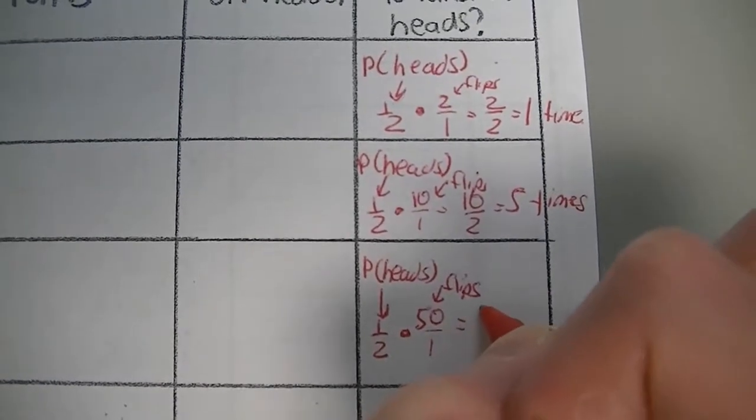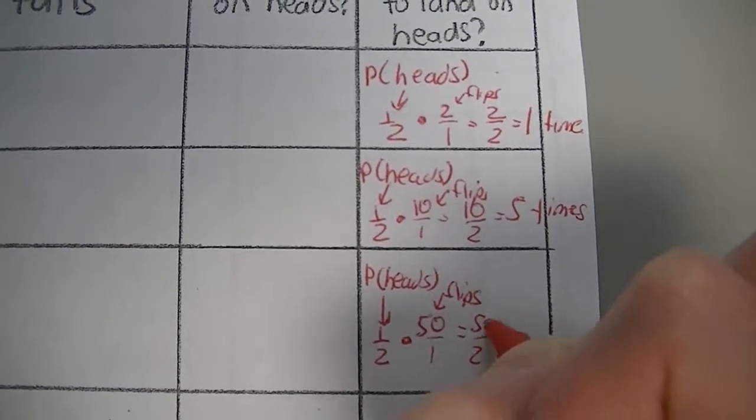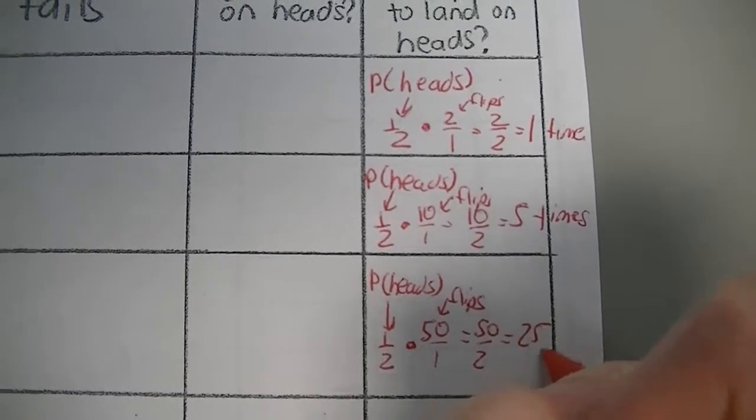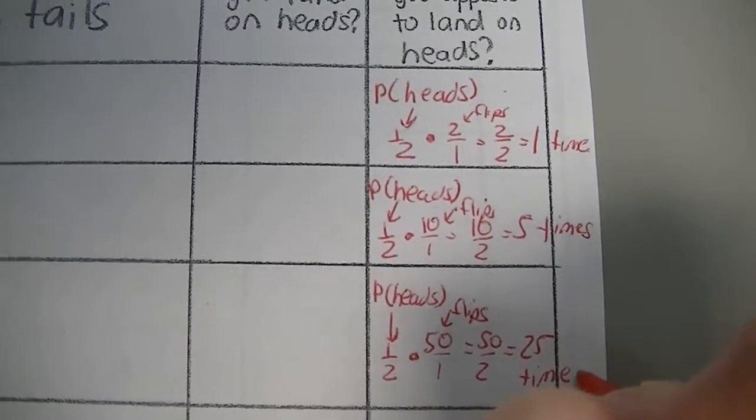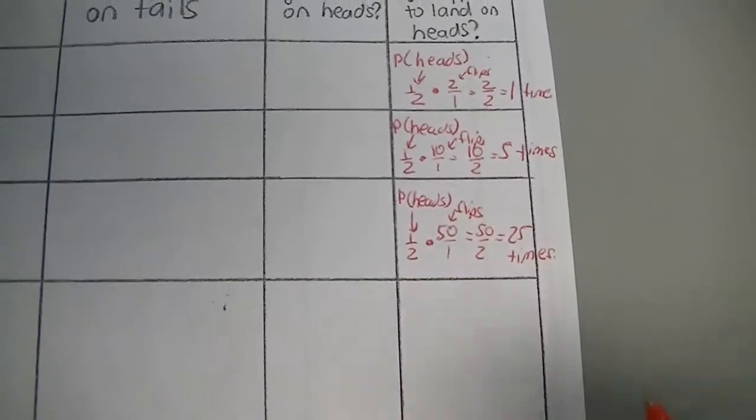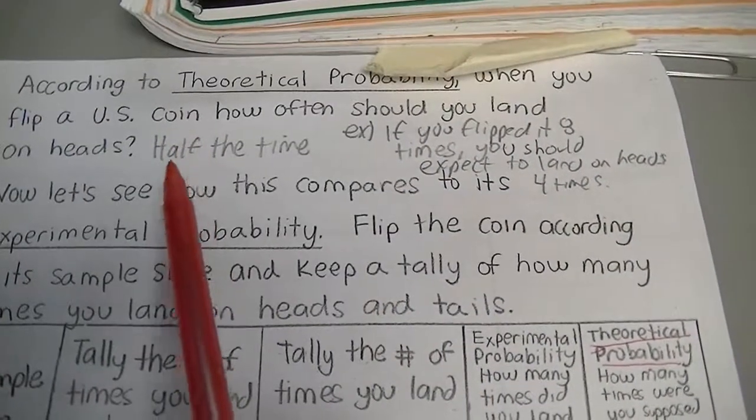1 times 50 is 50. 2 times 1 is 2. 50 divided by 2 is 25. And it's 25 times. That's how many times we'd expect to land on heads if we flip that coin 50 times. Because you remember, we'd expect to land on it half the time according to theoretical probability.